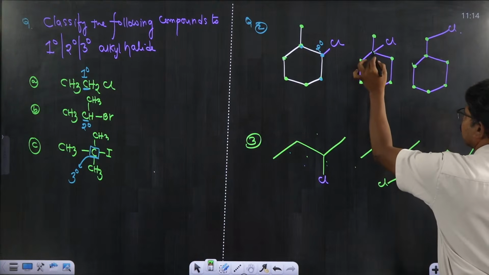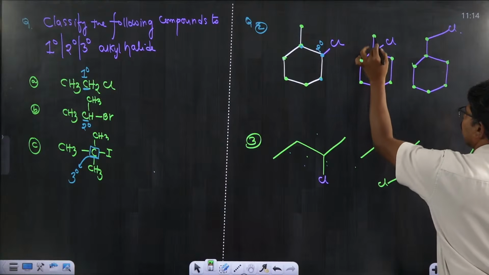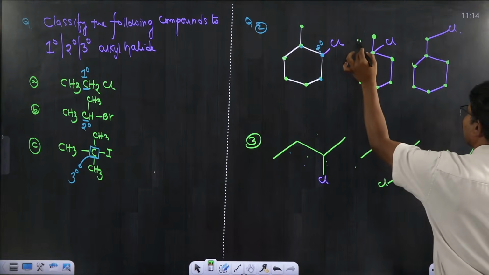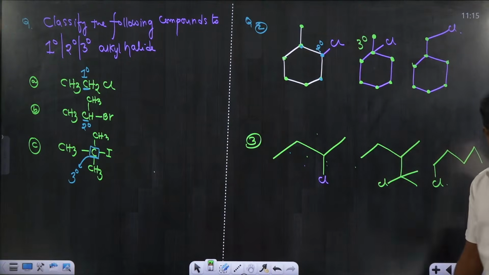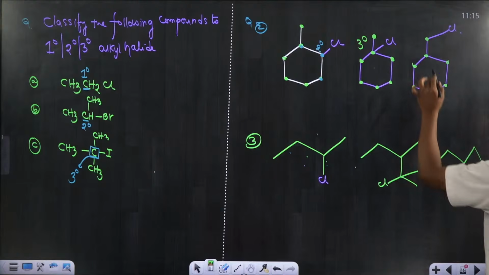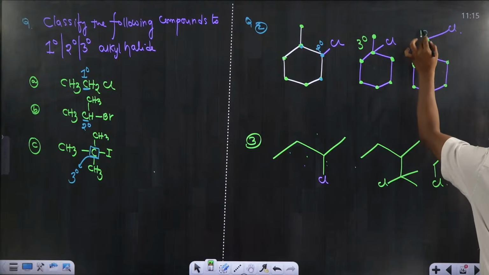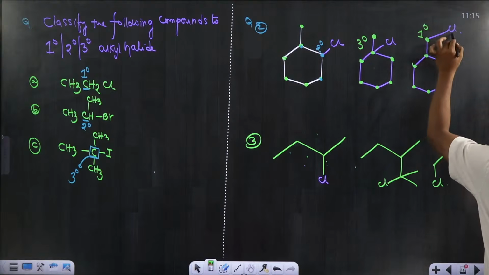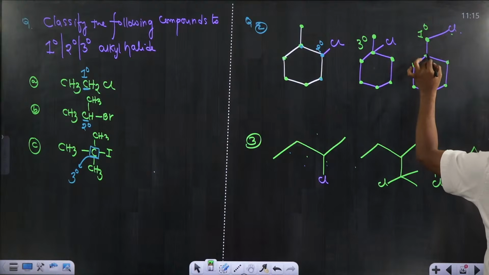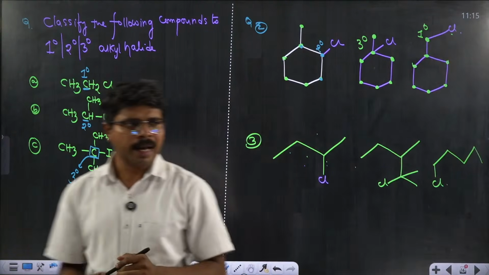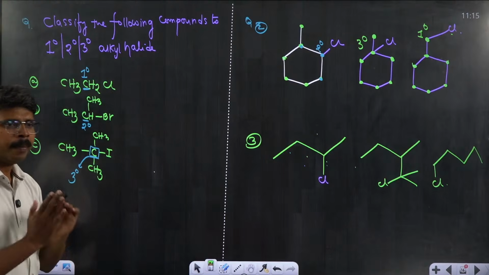In this case, this reference carbon is directly in contact with how many carbons? Three carbons. Hence the corresponding alkyl halide is a tertiary alkyl halide. Now, in this case, the reference carbon is a primary carbon. Why is it a primary carbon? Since the carbon which is attached to the halogen is directly in contact with how many carbons? Only one carbon. Hence, this alkyl halide is a primary alkyl halide. I hope you are able to classify properly.